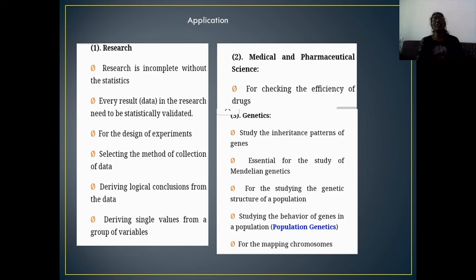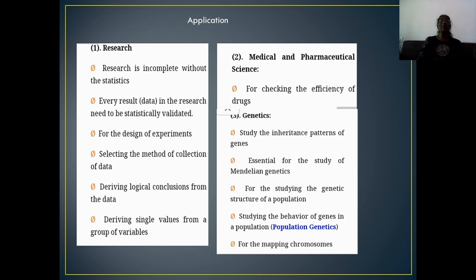In all these genetical sections, where experiments come, that is, breeding experiments and analysis of progeny, biostatistics is important, because without it we cannot see the inheritance patterns of genes which take place in that population. For the study of Mendelian genetics, biostatistics is very essential. For studying the genetic structure of a population, biostatistical methods are very important.